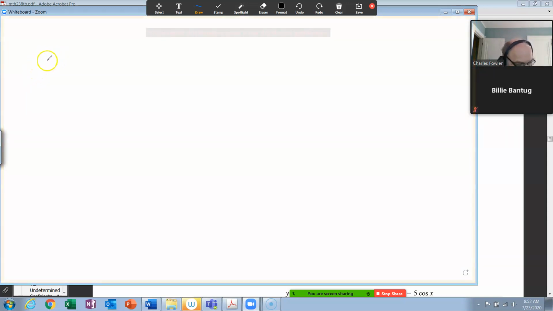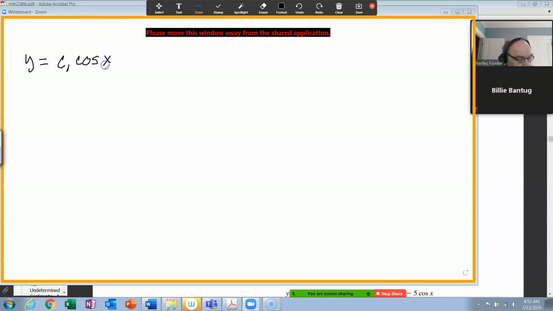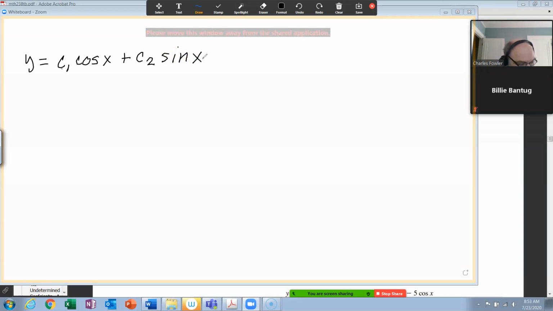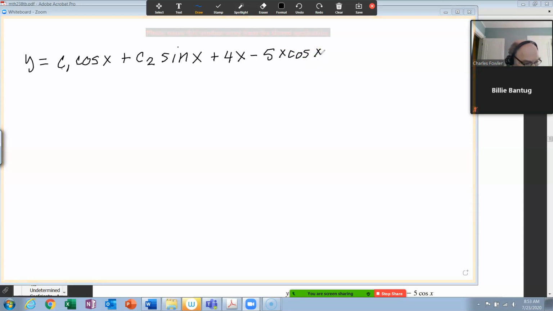So here's where we left off before, if I use the right end of the pen. Okay, here we go. What we had was your general solution y is equal to C1 cosine x plus C2 sine x. I have to write slowly, else the pen does all sorts of weird things. And then those are from the complementary solution, the arbitrary coefficients, and then with the coefficients we have now determined for the particular ones, that's a plus 4x minus 5x cosine x.